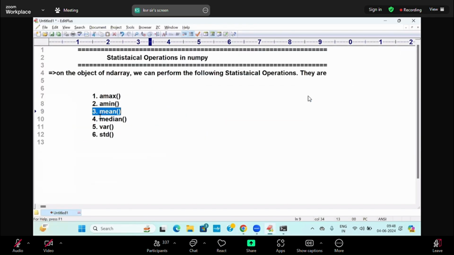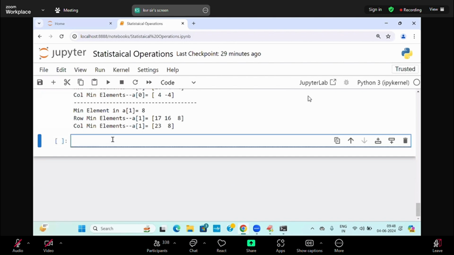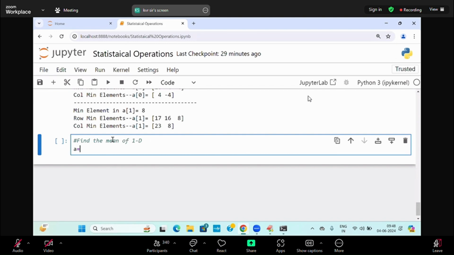Go to that. Next one is called what? Mean. I will go to the mean. So go to the next one. Find the mean of what? ND array. First 1D we will go for. So how do you take the data? By using which function? Mean function.